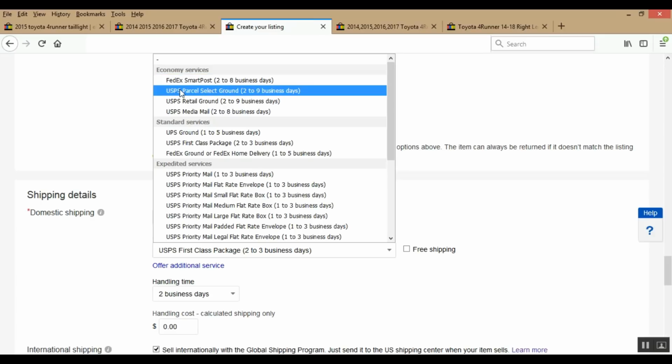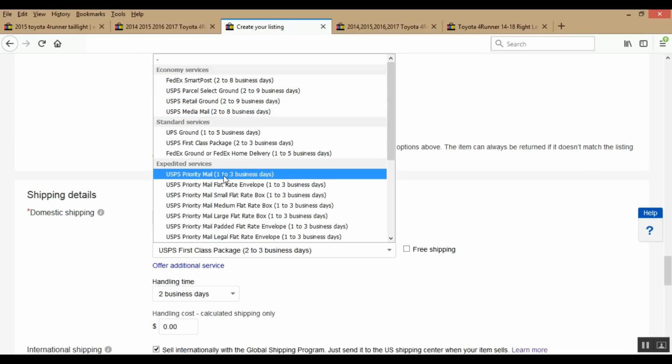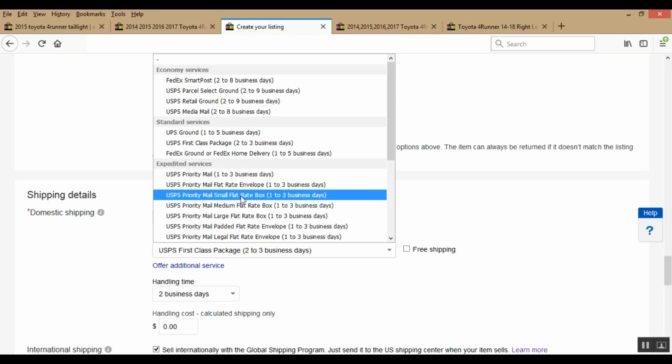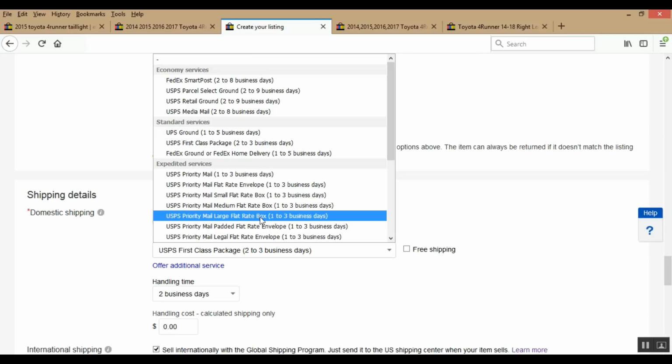I haven't really done FedEx or UPS. But Parcel Select Ground is the one that I mentioned earlier that will show up as economy. And if you notice, it is 2 to 9 business days. All right. It is cheaper than priority, but priority is faster. So you got 1 to 3 days. Okay. Now there's also your flat rate envelopes, and there's certain flat rate boxes you can use.